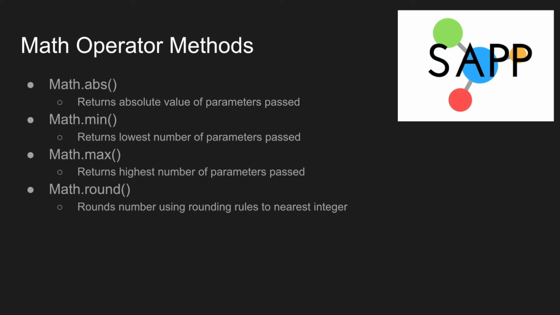Math.max will return the highest number, on the other hand. And then there's one more method called Math.round. This rounds the number to the nearest integer. So pretend you had the number 8.35. Math.round would round this number to 8, as that's the closest number using the math rounding rules. There are actually a lot more operator methods, but these are the main ones.